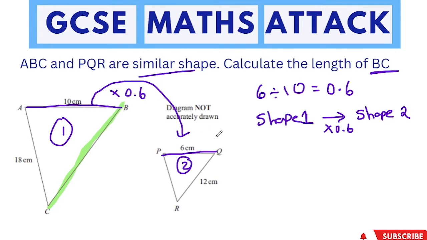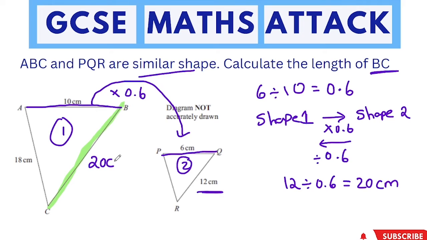Okay, so I'm now going from shape 2 to shape 1. I'm going backwards. So if I'm going backwards, I'm going to divide by 0.6. So I'm going to do 12 centimeters divided by 0.6, and that will give me BC. So I'm going to do 12 divided by 0.6, and that gives me 20 centimeters. And this will give me 20 centimeters.